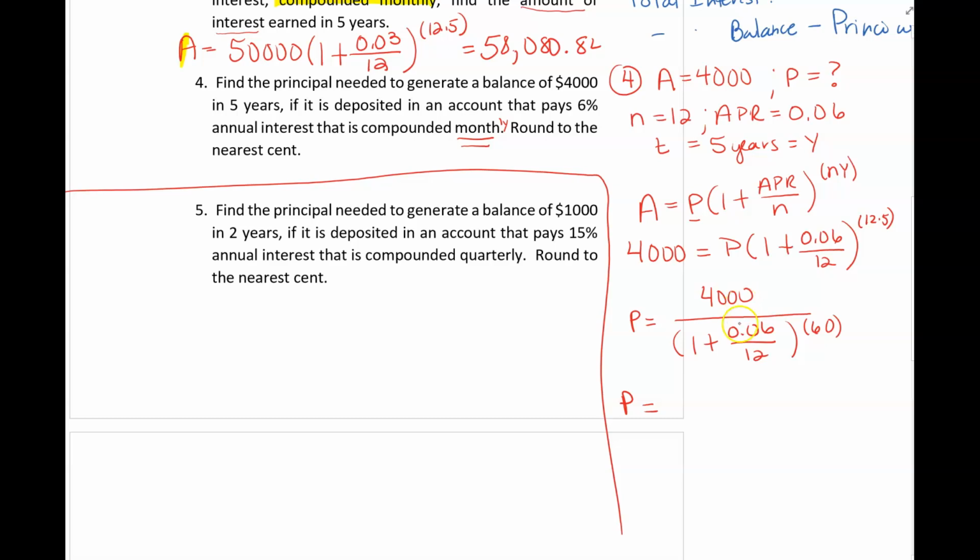So it's going to be 4,000 divided by all of that. So remember, this fraction bar means divide instead of multiply. And you should get $2,965.49.